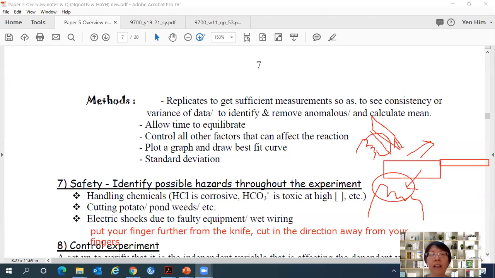There are students who write, wear gloves. When you wear gloves, can you protect your fingers from being cut by the knife or not? I think it's exam stress. I cannot think really. Okay. I think I've got students who write, wear gloves to prevent being cut.